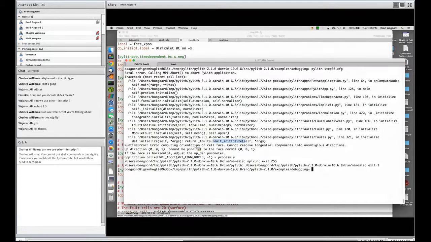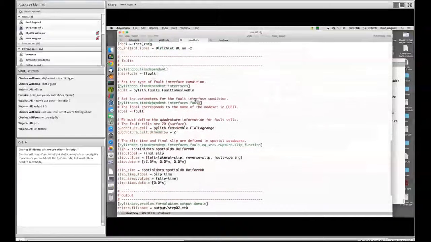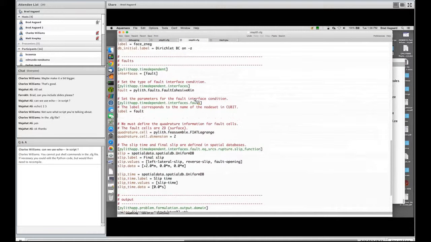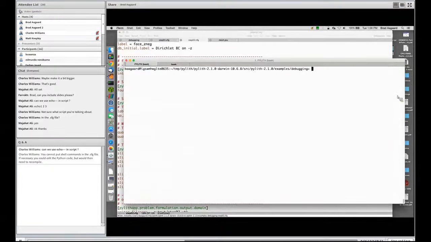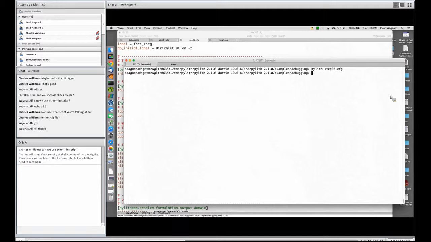My fault is vertical, so I'm a little confused about why it thinks my face normal is in the up direction, but I can still fix this by changing the up direction. So let's see, did I set the up direction? I did not. So let's just put in up direction equals, it doesn't have to be a unit vector. That'll all be taken care of. So let's see what happened. Okay, it ran. So let's take a look at the output.